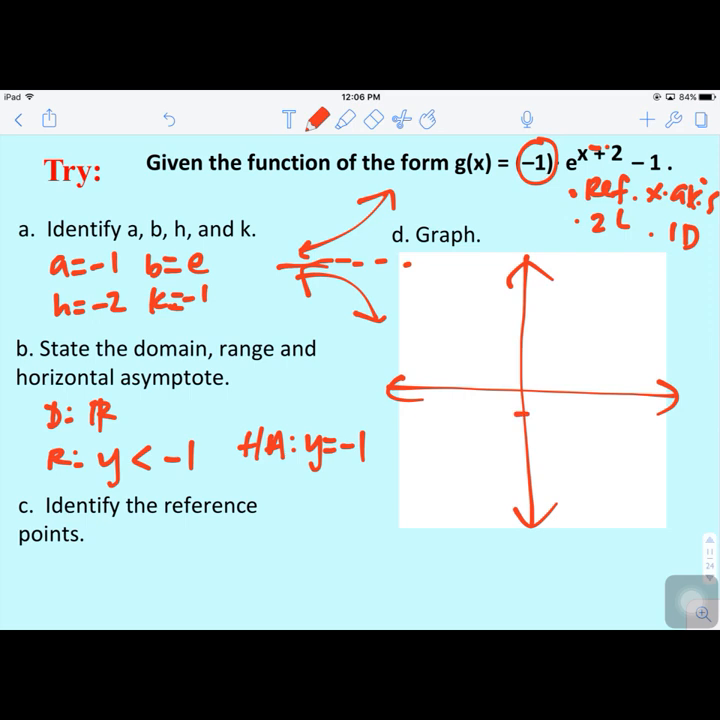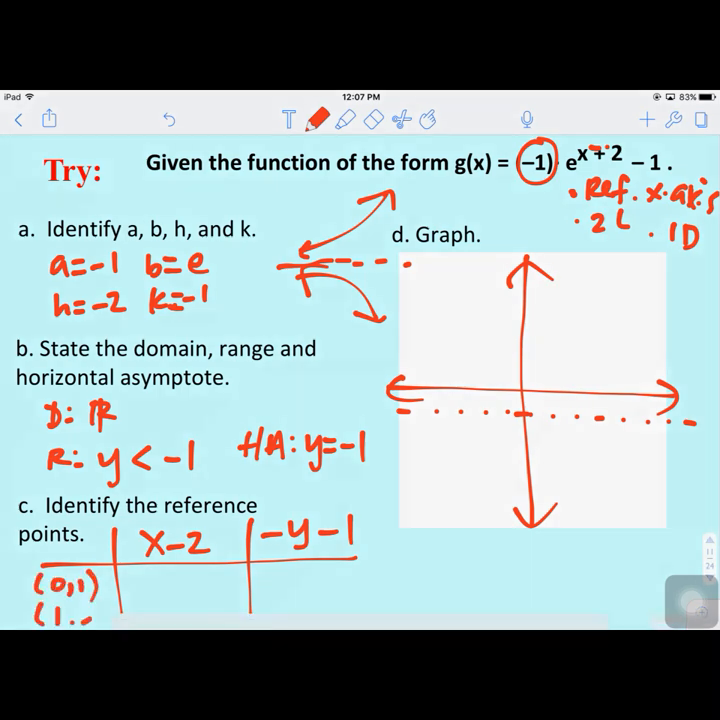And we're going to draw that right now. So here is the horizontal asymptote. Identify the reference points. So we're going to use the reference points again for the x. 2 units to the left, again, it's an x minus 2. And then we got -y minus 1. That would be the y values. And the two reference points are (0, 1) and (1, e). And we have the values of -2, -1 for x, and -2, -3.7 for the y value.